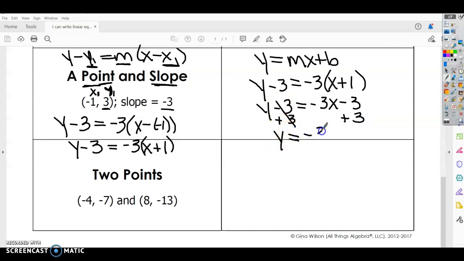y equals -3x plus 0. And if it's plus 0, you don't have to put anything there. You can just leave it as y equals -3x, and your slope would be -3, and your y-intercept would be 0.